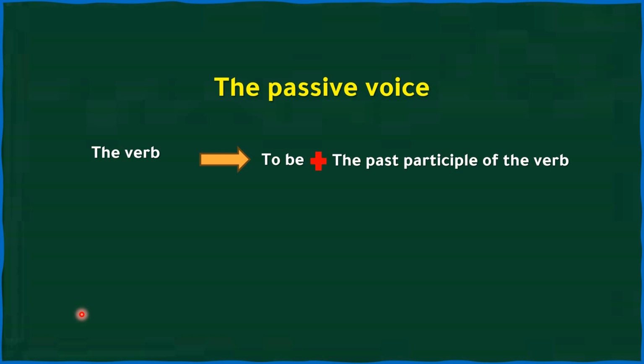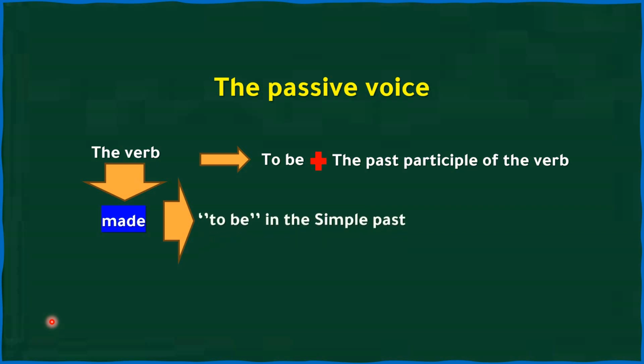For example, we have made, the verb to make. Made is in the simple past. Automatically, we will put to be in the simple past, which is were, and we add the past participle of the main verb, which is to make. The past participle is made: were made. Here we have made, the verb to make, in the simple past. Good.